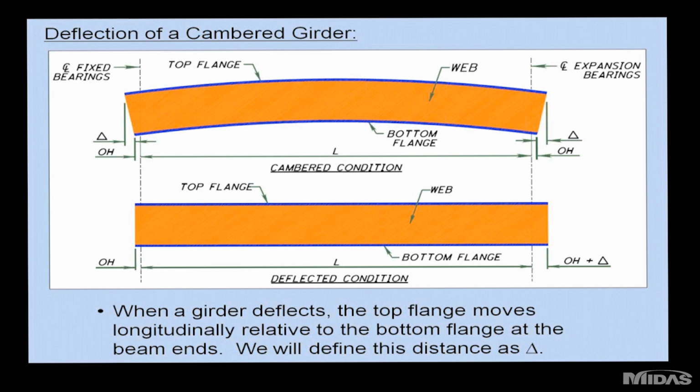And here the left bearing is fixed in this example. So when the girder deflects, it decambers. It makes the bottom flange longer and the top flange shorter. And the important point here is that the top flange and the bottom flange move relative to each other when this happens.